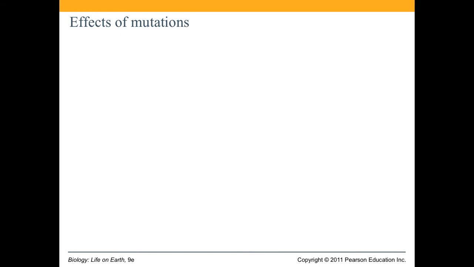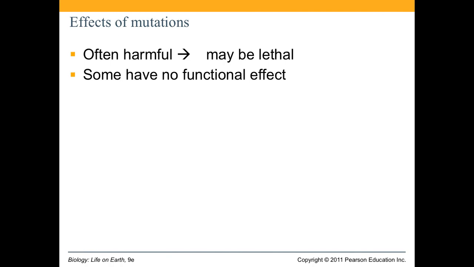Now, what's the effect of all these different mutations? We're going to model this next class a little bit, but first of all, there are a couple of things that can happen. Oftentimes, mutations are harmful, and they could even be lethal. Depending on the type of mutation, the severity can differ. Lethal just means it's deadly, or it could cause some sort of disorder in a person or a plant or whatever type of organism is affected.